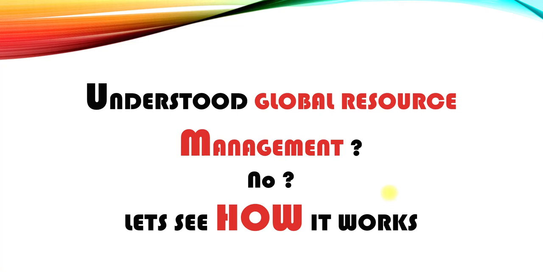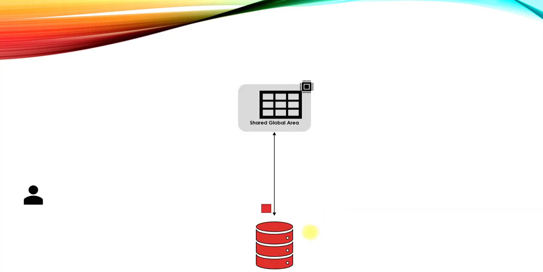Okay, so let's see how it works. We will see, using the diagram and the flow, how all the moving parts work. Let's say this is the database. Red color, this is the block, this is the shared global area, SGA. This is the memory and this is a user. Let's see the workflow.